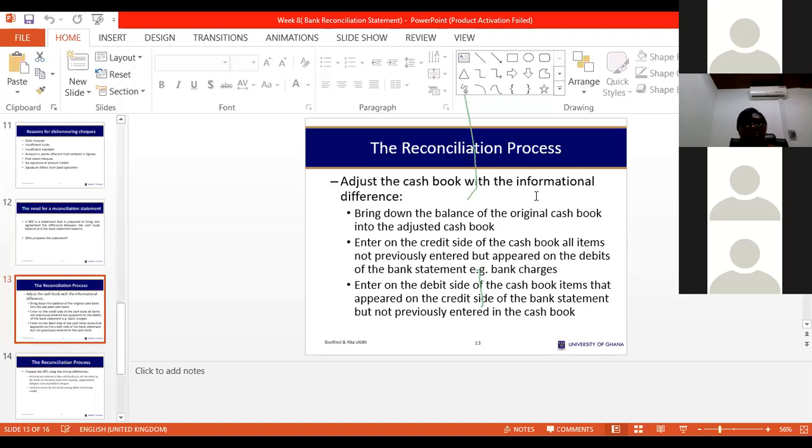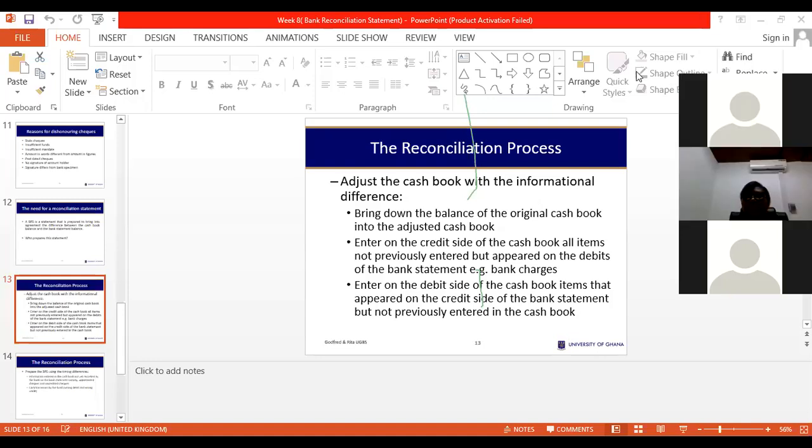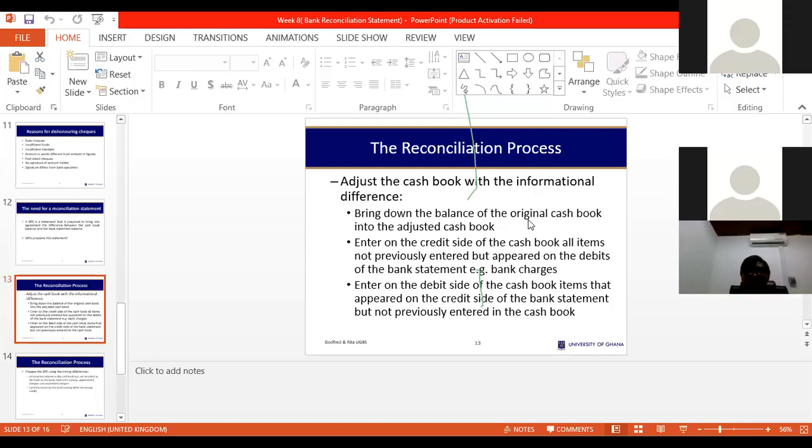Chris Lamate, one timing difference. Magdalene Saba, one timing difference. Nana Che Frimpong, one timing difference. So it means that, madam, bank errors.